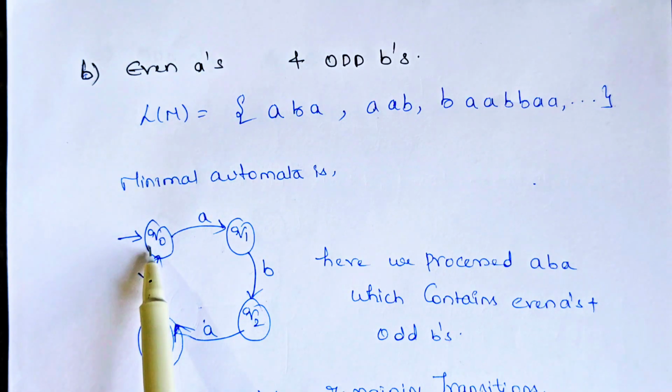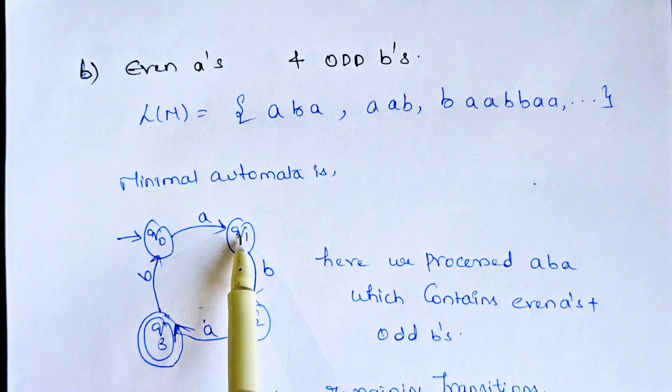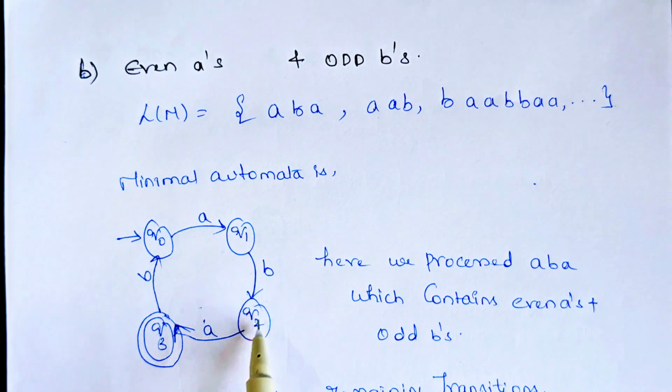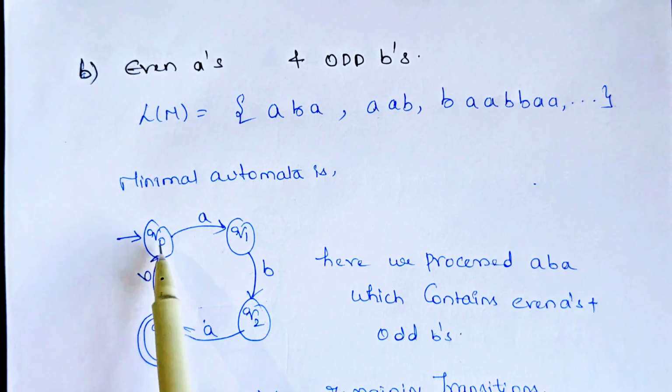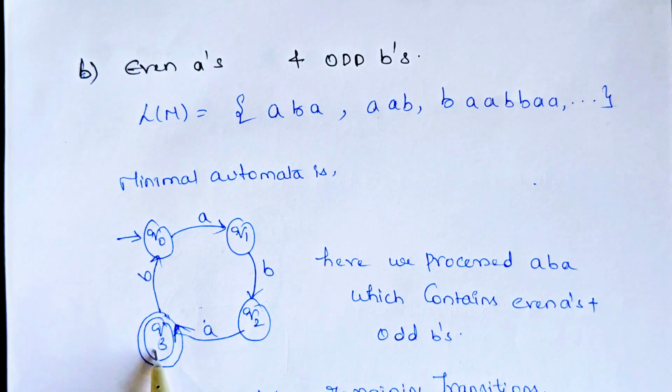So, from the initial state Q0, process odd A to Q1. From Q1, process odd B to Q2. Process even A. The second A is nothing but even A. Process even A to the state Q3. So Q3 will become a final state here. Similarly, process even B, but this is a non-final state. So upon reading an even number of A's, the corresponding state will become a final state here. Here in the minimal automata, we process a basic string as A, B, A, which contains an even number of A's and an odd number of B's.